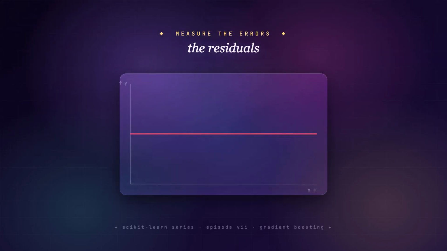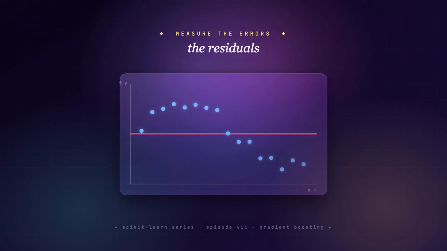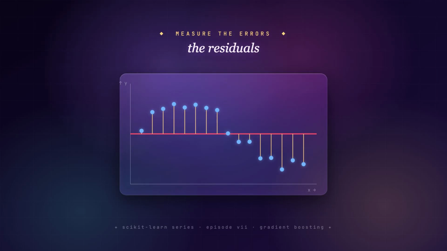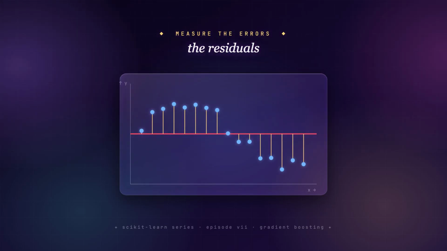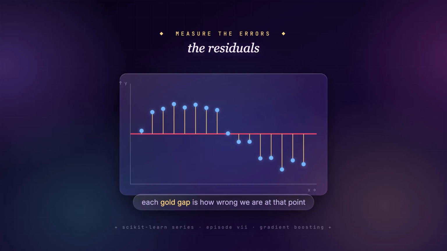Then, for every single data point, we compute the residual, the gap between the true value and our current prediction. Taken together, these residuals are a map of our errors. Here we guessed too high, there we guessed too low.